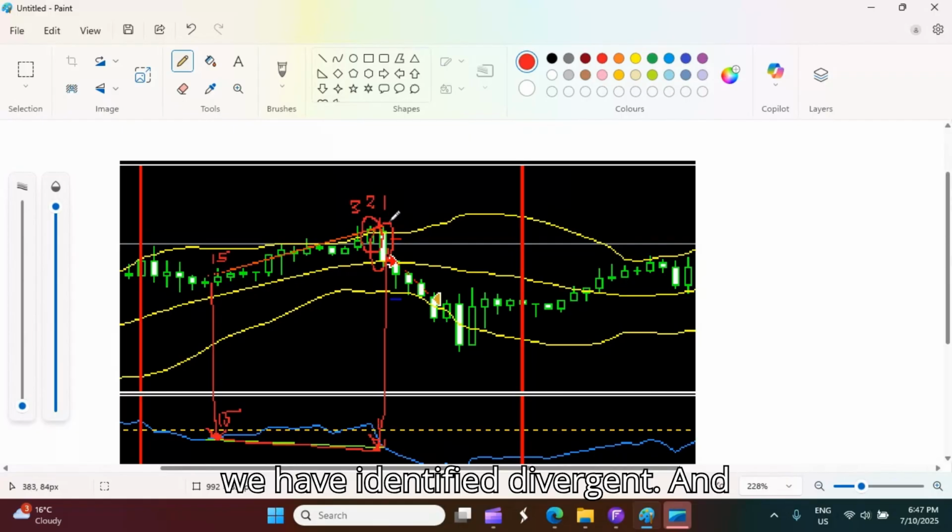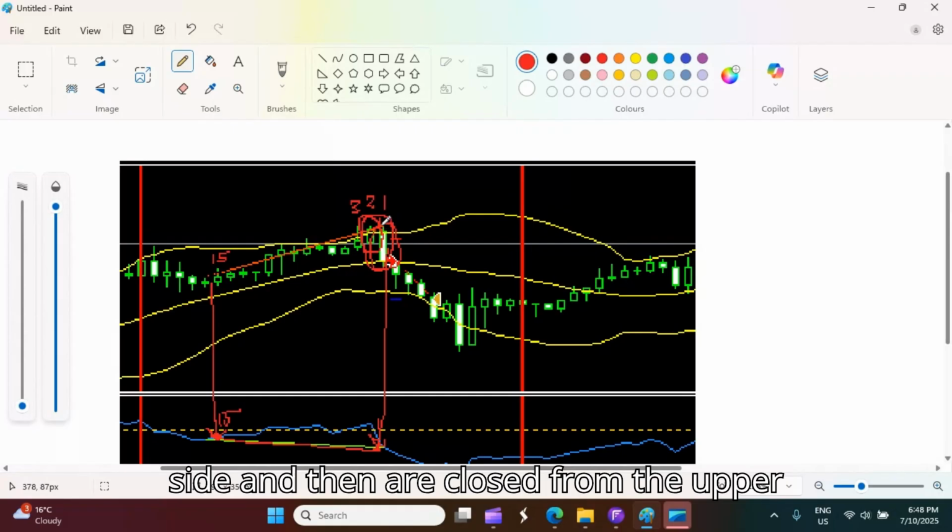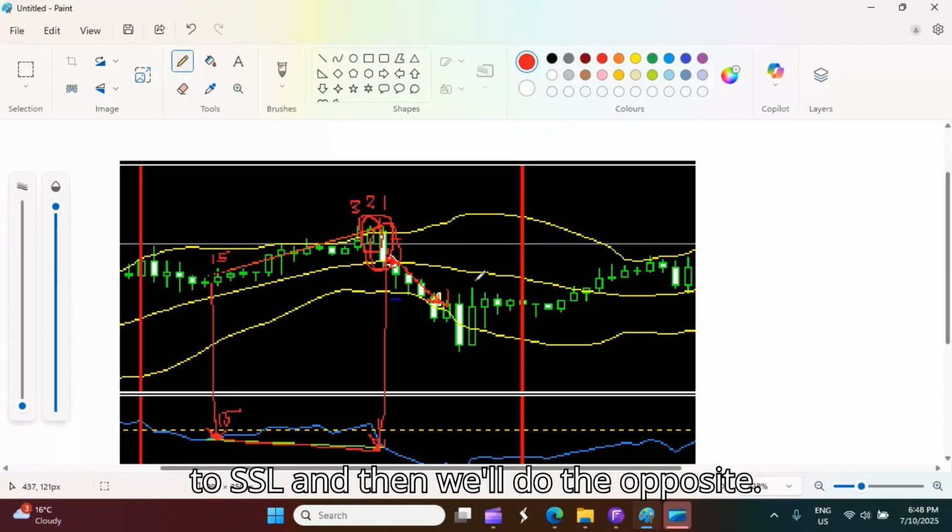divergence. And provided that we have a pattern like this, where there's a close on the upper side and then a close from the upper band to the bottom side, then we take the trade as a sell, and then we'll do the opposite for a buy.